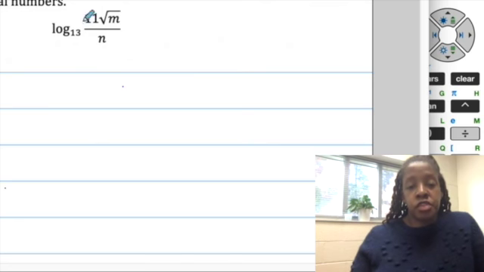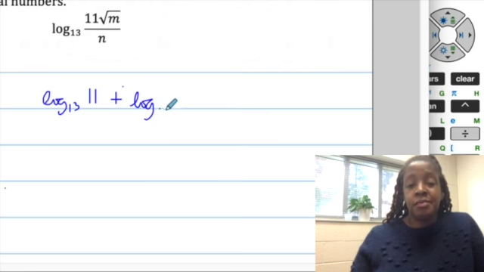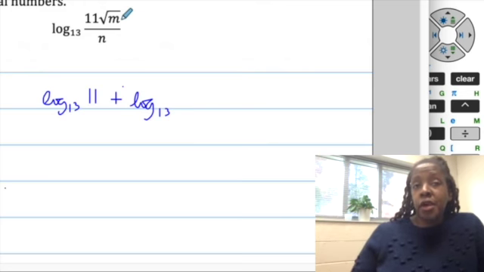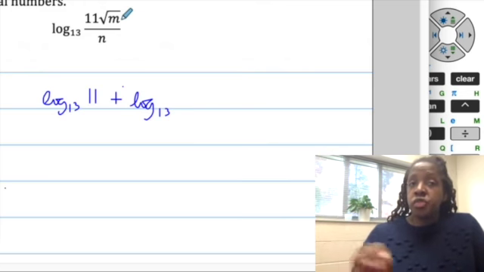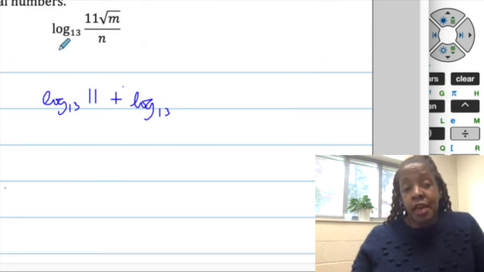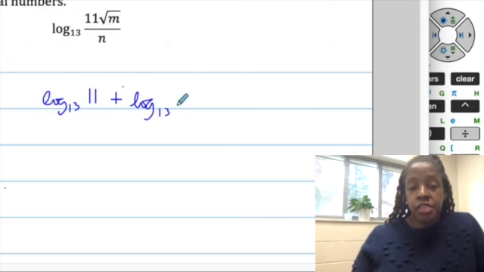First, let's deal with this top portion. You've got the log base 13 of 11. And since it's being multiplied by the square root of m, we say plus the log base 13, because anytime terms are multiplied with exponents, like a squared times a cubed, you add the 2 and the 3 together to get a to the 5th. That's the idea here, because a log is an exponent. So log base 13 of 11 plus log base 13 of the square root of m, which I'm going to write as m to the 1/2 power, because we don't like to have radicals in our logarithm expressions most of the time.